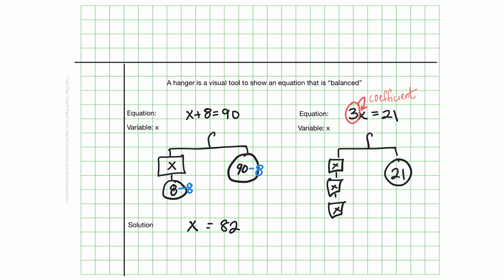But I've set up my hanger, and now I need to look for a solution. And one thing I could think about is that I know that I have 3 of these, and so this 21 needs to be split into 3 groups so that I can balance this evenly among the 3 boxes there. So one thing I could do is divide 21 by 3 to figure out my solution. And 21 divided by 3 would be 7. So the solution to that equation would be 7, because 7 3 times would equal the same thing as 21.